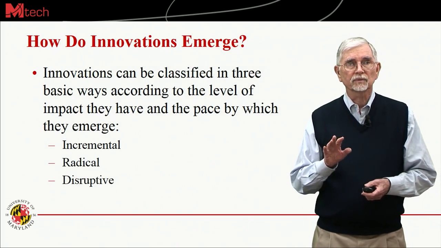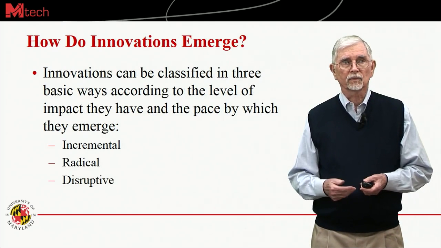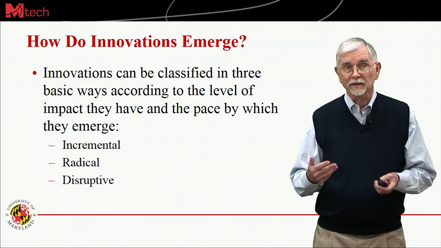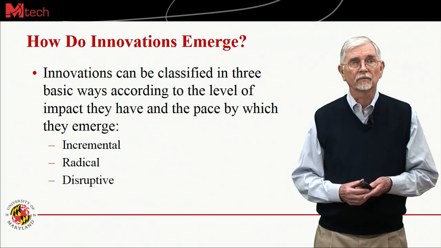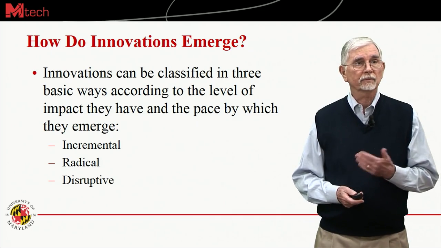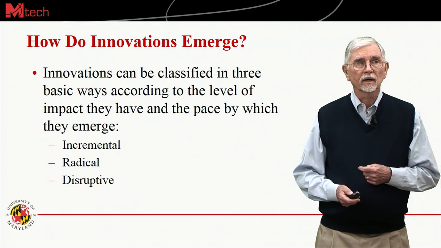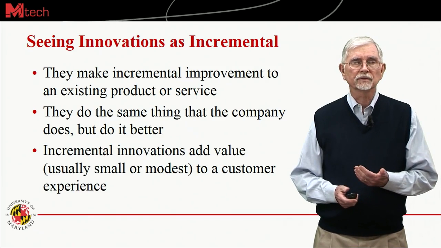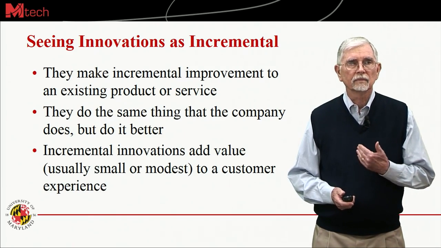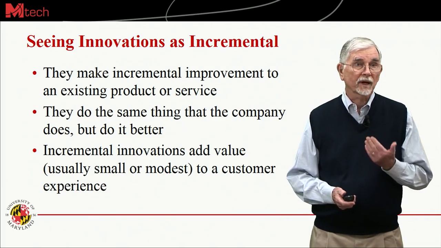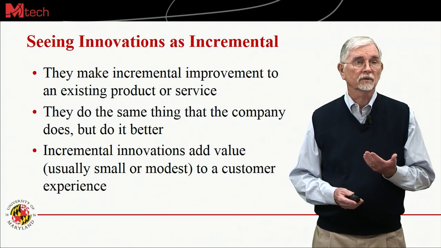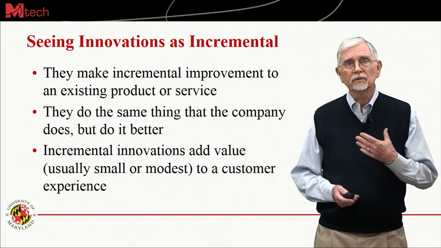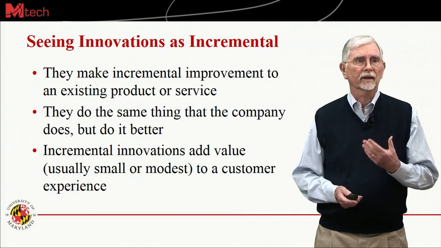So how do innovations emerge? We could say that they emerge in a couple of different ways. They can emerge incrementally, they can emerge radically, or they can emerge in a disruptive way. There's been a lot of discussion about what a disruptive innovation is, but let's look at how some of these things play out. Incremental innovations usually are improvements, incremental improvements, process improvements often. Sometimes they can be a physical improvement to a product, or an incremental improvement to a service, but they do the same thing that the company does, only better.